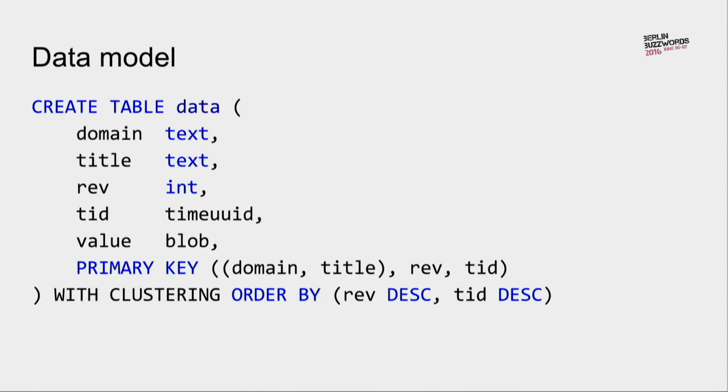All right, so let's look at the data model. If you look at this in Cassandra DDL, like what you would use to create the table, and I'll limit this just to the HTML storage, and this is a bit oversimplified. We have these attributes: domain, title, revision, TID, and value. Domain is the Wikimedia site domain, so en.wikipedia.org, de.wikipedia.org, something like that. Title is the document title. Revision is the monotonically increasing revision ID supplied by MediaWiki. So whenever someone edits a document, MediaWiki assigns it a new revision.